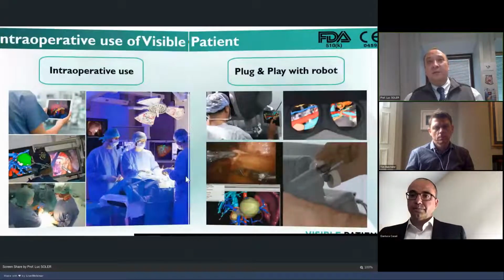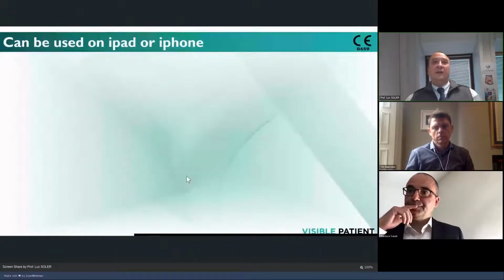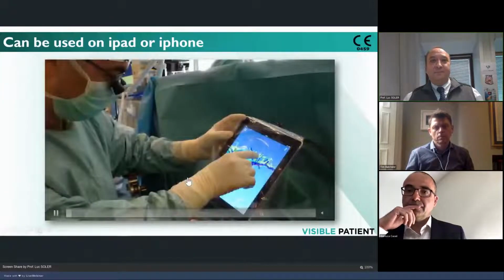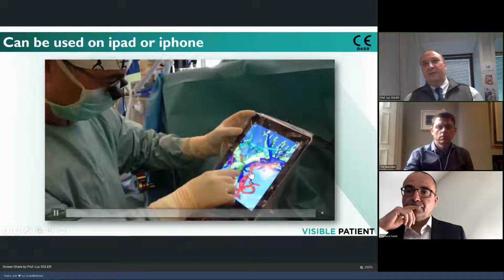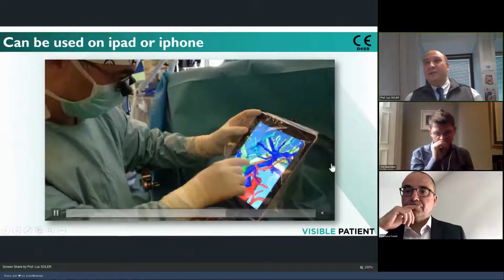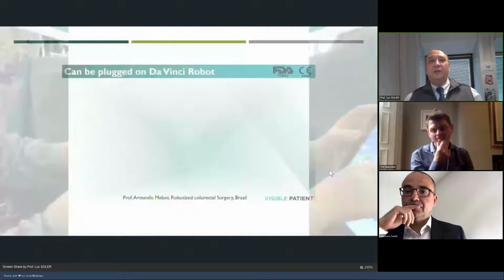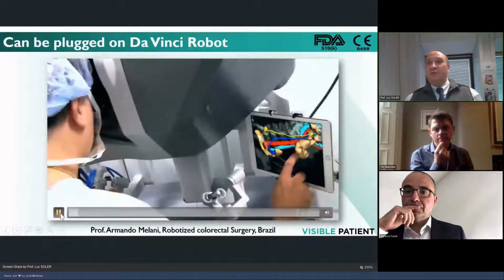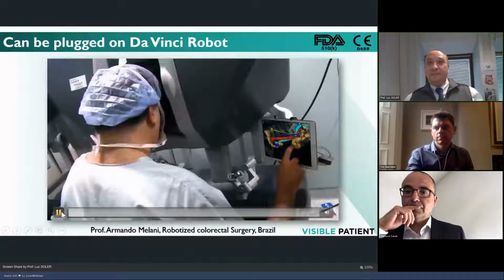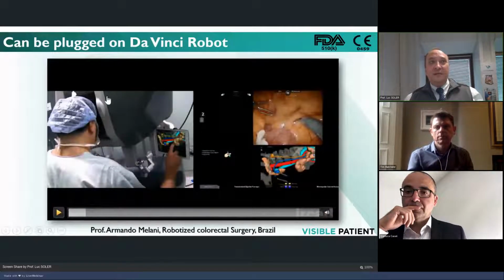You can see here an example of the use in our teams of that kind of thing. You see here the video of a use where the tablet is really easily managed, or you can also plug it into the robot, as you can see here. It's really easy to plug in the back of the robot. The surgeon looks inside the video here.